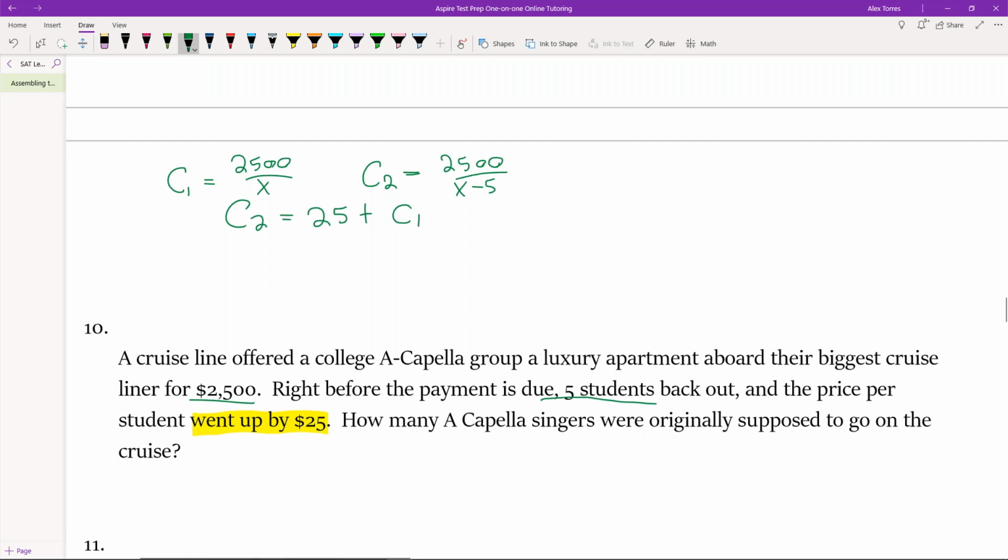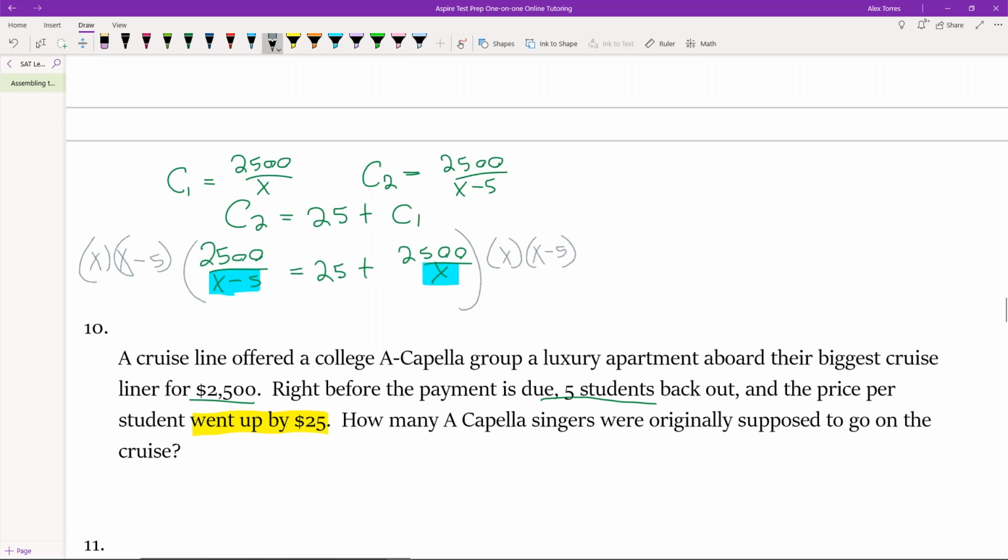So the same process we've been doing before. Just go ahead and fill in what we have. 2,500 over x minus 5 equals 25 plus 2,500 over x. Now here's where this problem is different than anything we've done so far in this video. This is what you call a rational equation. A rational equation is where you've got denominators that are polynomials. And what you essentially will do if it's a rational equation is multiply both sides by the denominator you don't want. So we don't want x on the bottom, and we don't want x minus 5 on the bottom. So I'm going to multiply by both of those on both sides.